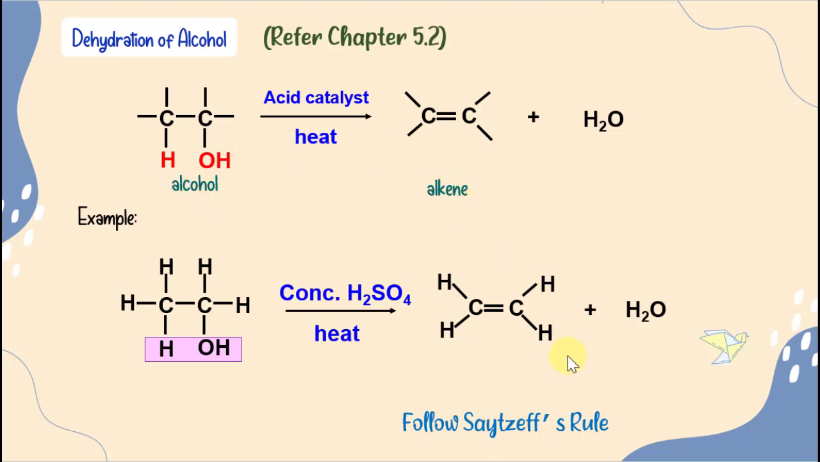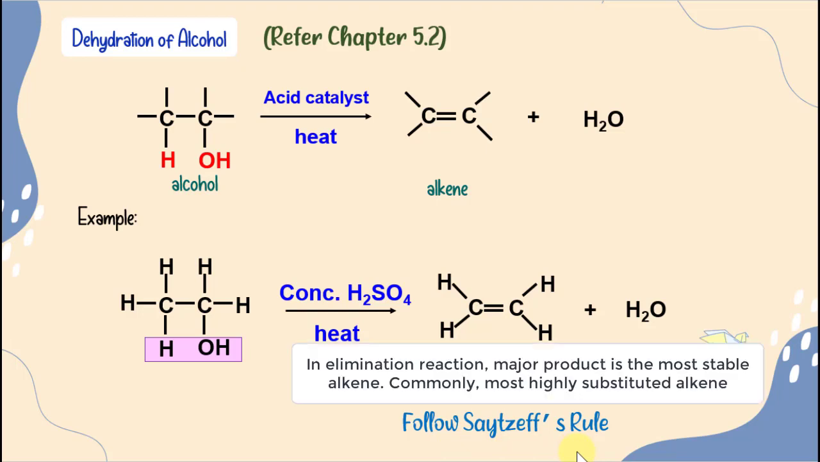If we have more than one alkene as our product, remember we have to follow the Saytzeff rule in order to identify the major product. The Saytzeff rule states that in elimination reaction, the major product is the most stable alkene, commonly the most highly substituted alkene.